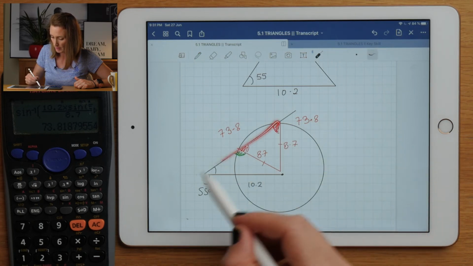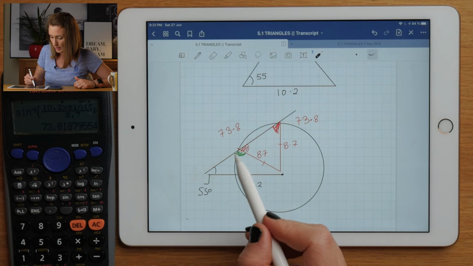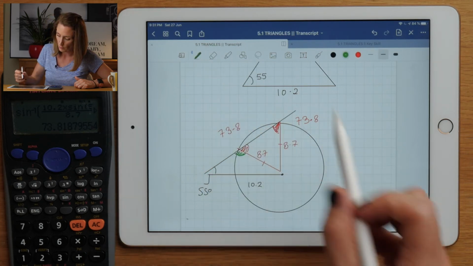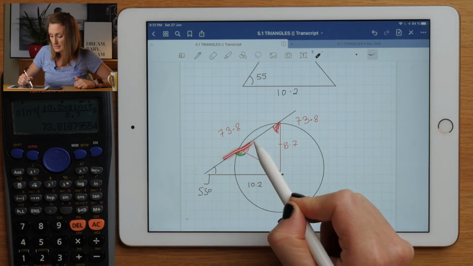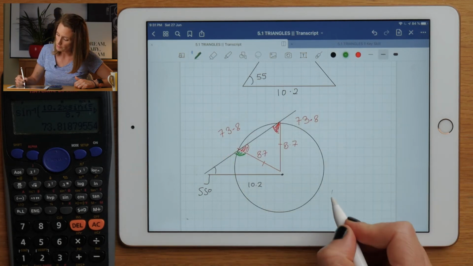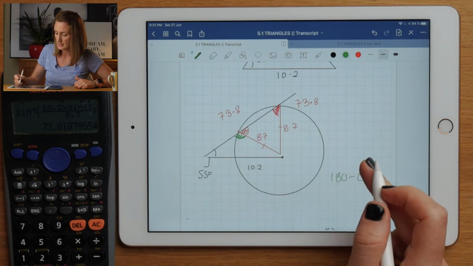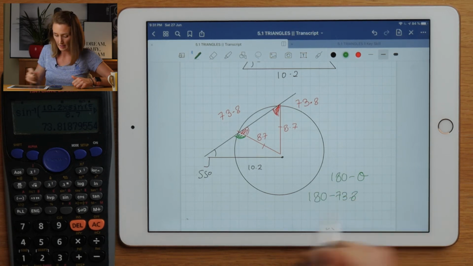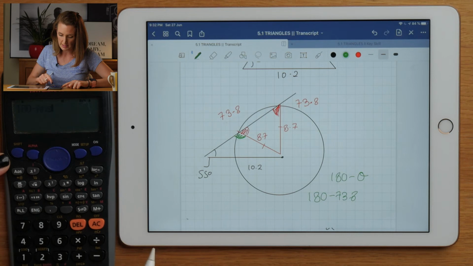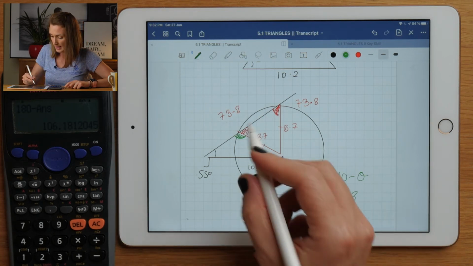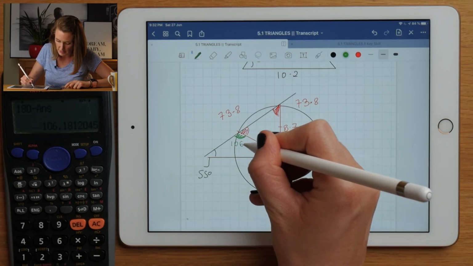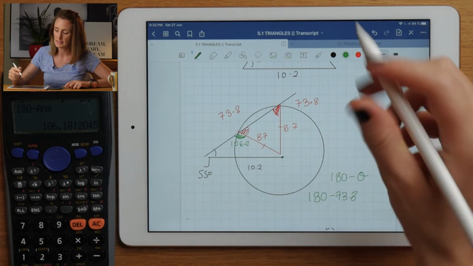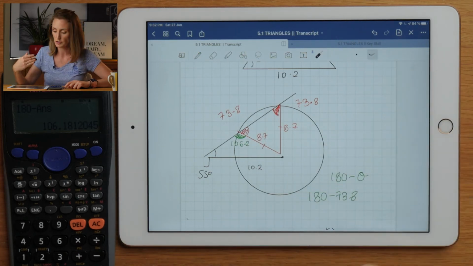So it could have been a triangle that looked like this, or it could have been a triangle that looked like this. Now to find this one here, the green one, all we have to do, because this is a straight line, is do 180 minus your first answer. So in this case, it would be 180 minus 73.8. I just type it into my calculator like that, minus ans, and you'll get the second answer, which would be 106.2. So there's two possible answers depending on how you construct your triangle.